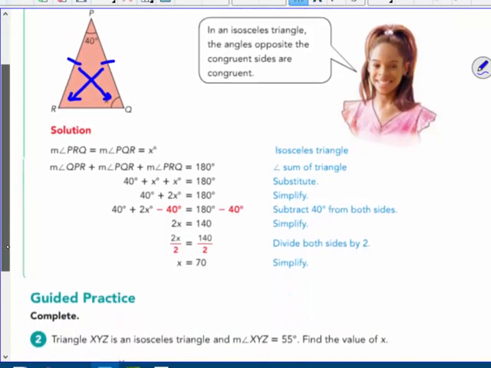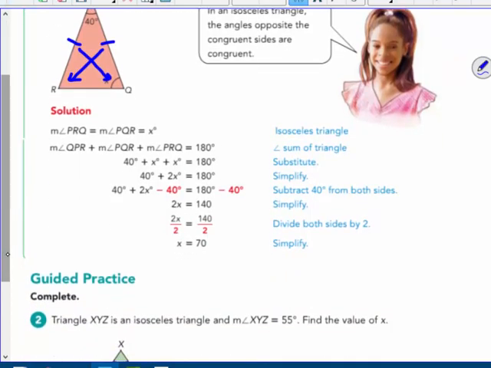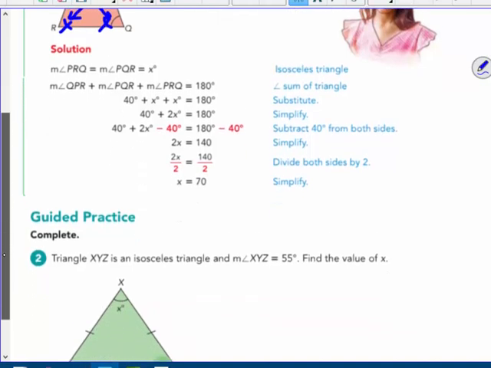Well, I know that those two base angles, they're called, have to be exactly the same. So that 40 degree angle subtracted from the 180 gives you 140. Those two angles have to be the same. So if this is x, that's x. So dividing by 2, you can see that the base angles are both 70 degrees.